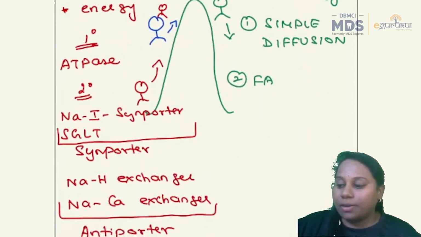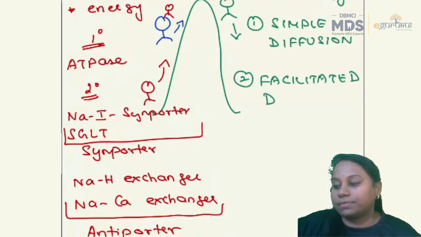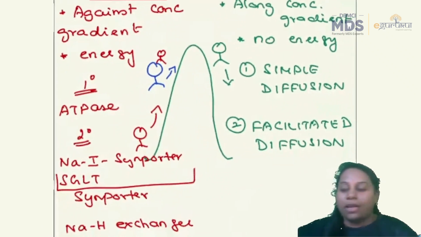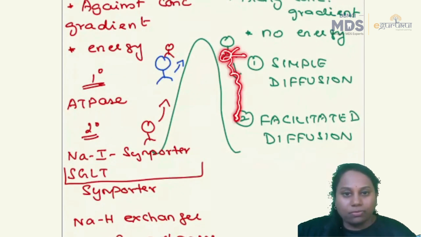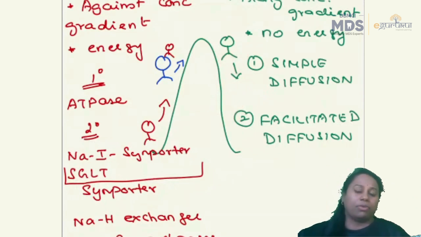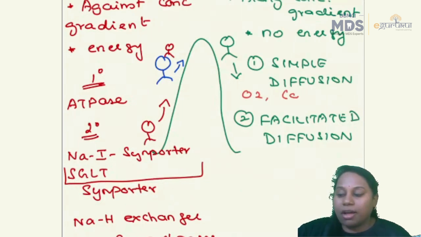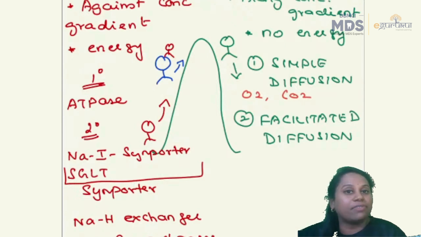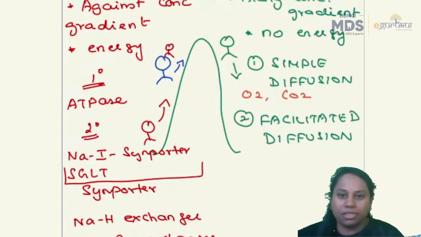Facilitated diffusion. Simple diffusion means you lie down there simply and you roll and you come down. That's all. Just like that, you roll and you come down. Nobody is carrying you. This is called simple diffusion, especially for oxygen and carbon dioxide. The major life-saving gases don't have any carriers or transporters. Simply they are transported, oxygen and carbon dioxide.